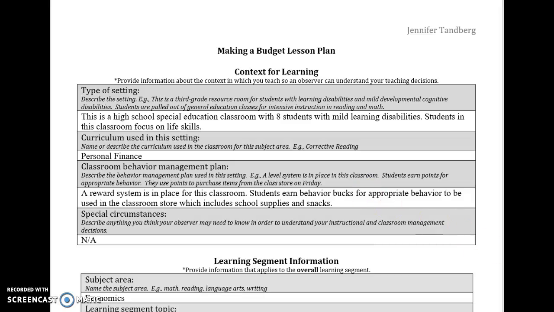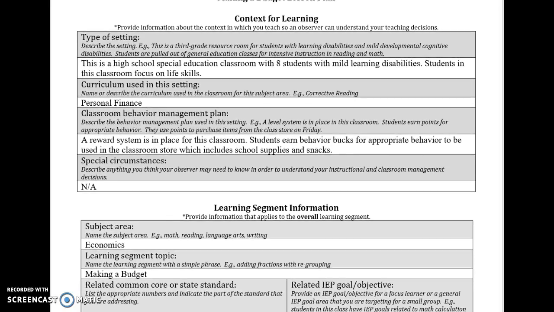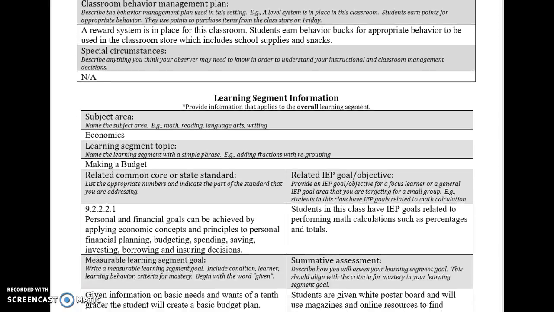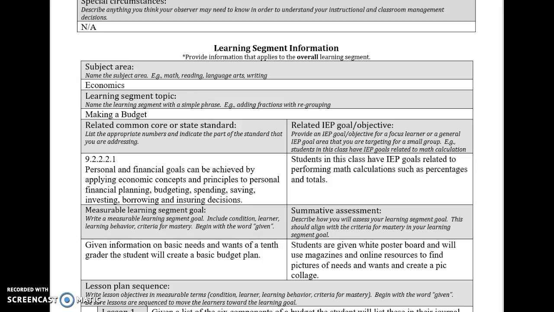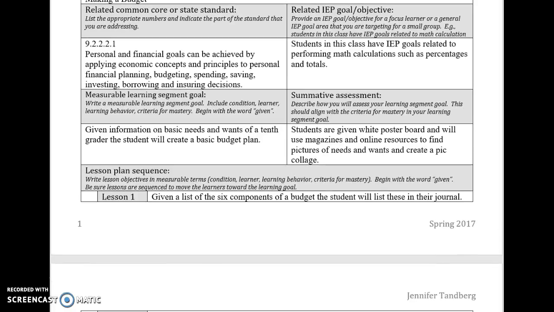So this is a high school class with 8 students with mild learning disabilities. You can see the Common Core standard, the IEP goal. The measurable learning goal is, given information on basic needs and wants of a 10th grader, the student will create a basic budget plan. We have the summative there.